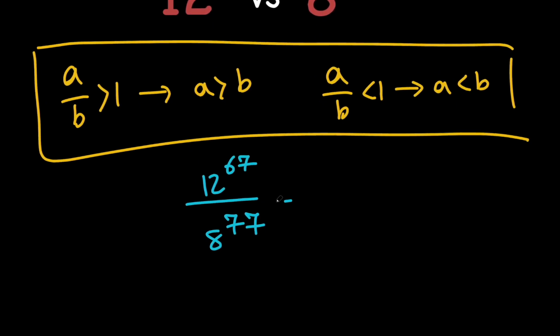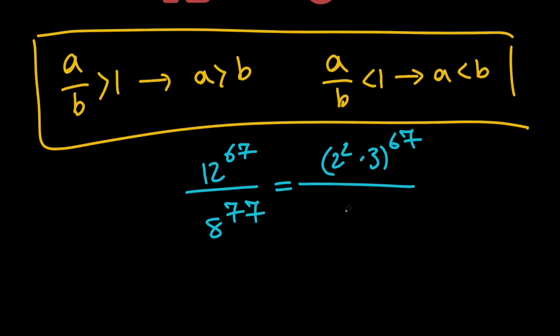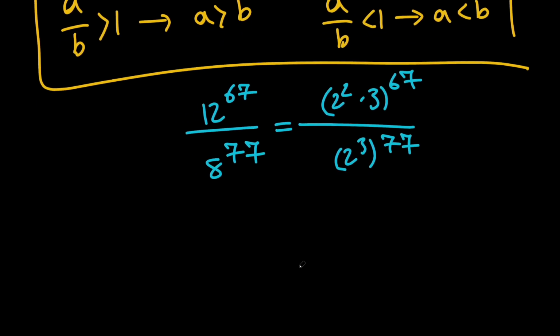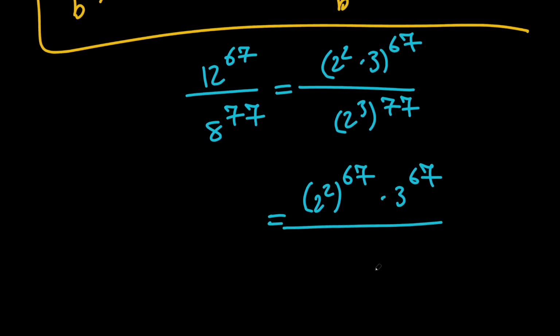So to do that, let's go ahead and factor 12 and 8. 12 is 2 squared times 3, and 8 is 2 cubed. Next, notice that we can distribute the power over the product. So we have 2 squared to the power of 67 times 3 to the power of 67 on the top, and we need to multiply these two numbers to get 2 to the power of 231 in the bottom.